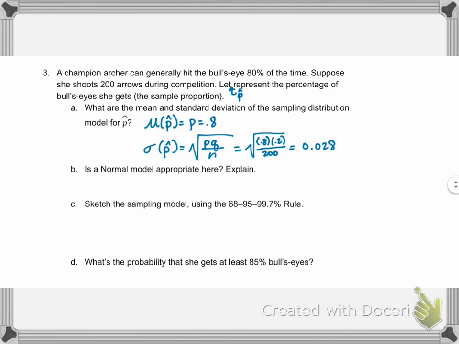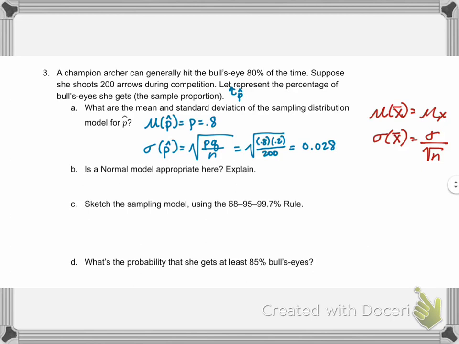Just a quick refresher, if this question had been about means instead, the mean of X bar is just that population mean. Okay. And the standard deviation of X bar is to take your standard deviation of the population divided by the square root of N. So those are the formulas you would need if instead of proportions we were talking about the sampling distribution of means. And there's no question about that in the packet, so I just wanted to refresh your memory on that.